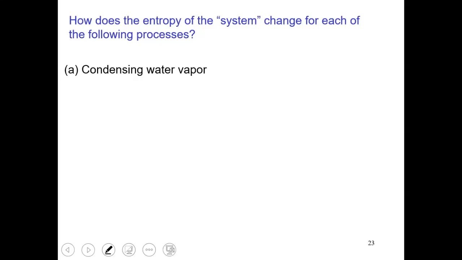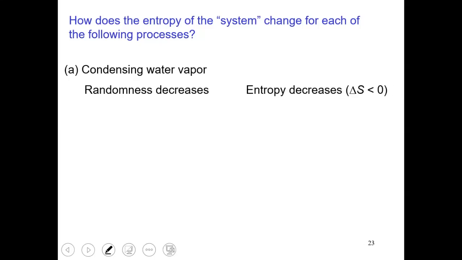Okay, think about it for a moment. Condensing means going from gas to liquid. Randomness decreases because the liquid has fewer ways of organizing or distributing or dispersing or scattering, whatever word you want to use, its molecules. And therefore, this process should proceed with a decrease in entropy. Delta S should be negative, right?